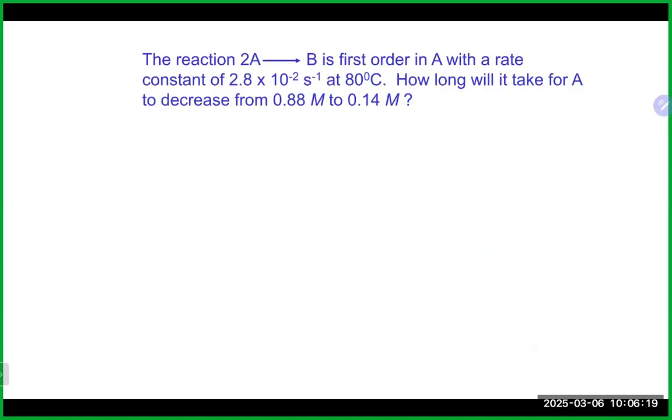All right, so why don't you take a try on this here and see what you get. The reaction of 2A that goes to B is first order in A, has a rate constant of 2.8 times 10 to the minus 2 reciprocal seconds at 80 degrees. How long will it take for A to go from 0.88 to 0.14 molar? Take a few moments there to see what you come up with.